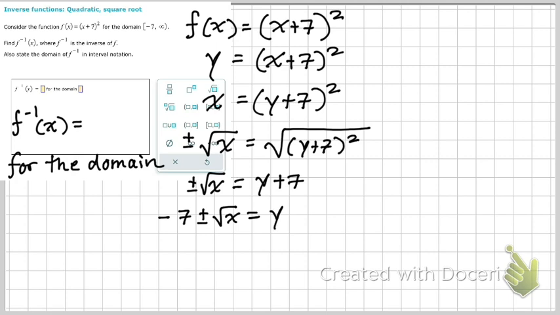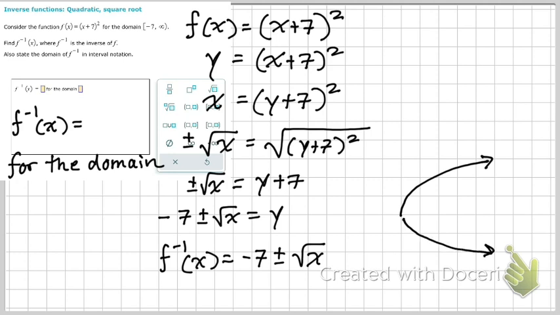And then I want to say I've got the inverse, right? I say the inverse f negative 1 of x is equal to negative 7 plus or minus rad x. But the problem here is that I'm saying that this is the inverse function, but this is not a function. If I were to look at this graphically, it would look something like this. So that would be the plus part, and this would be the negative part. And then hopefully you remember that, oh, that's not a function because it doesn't pass the vertical line test.